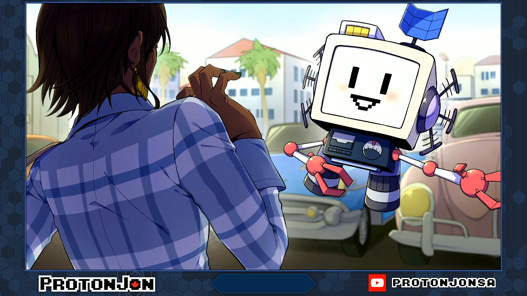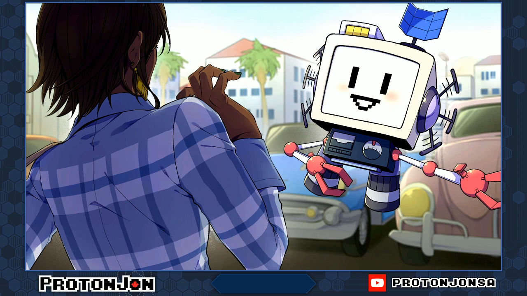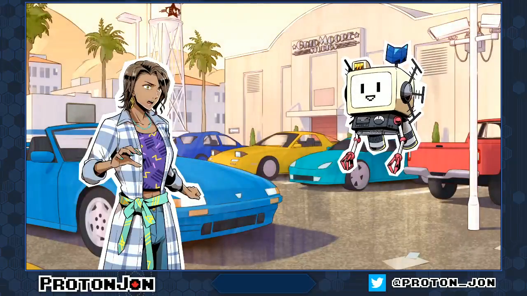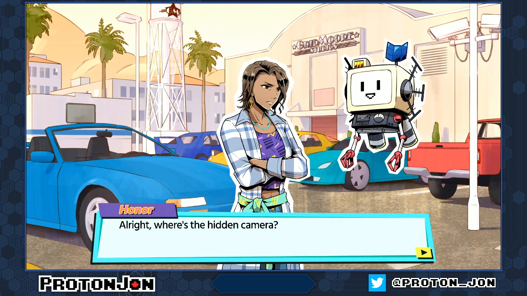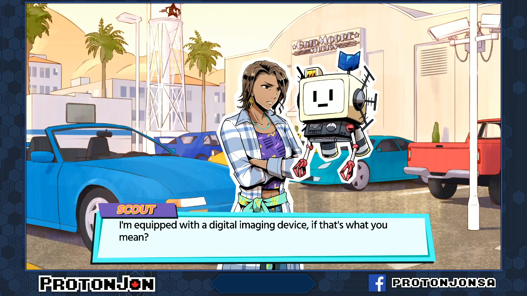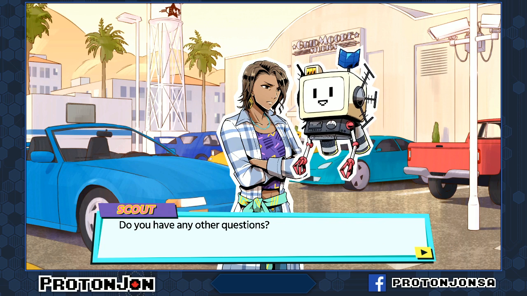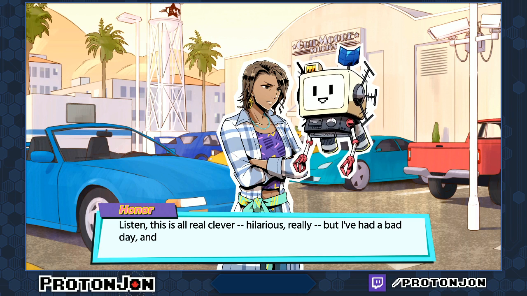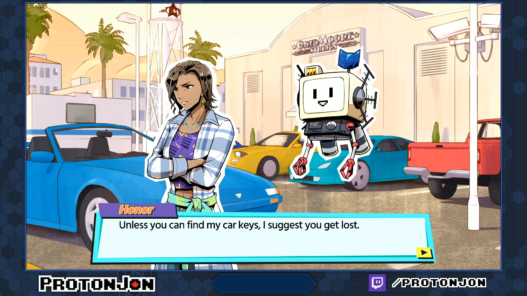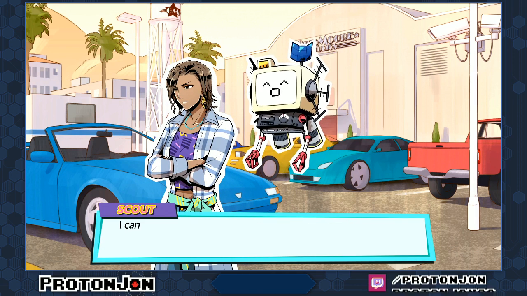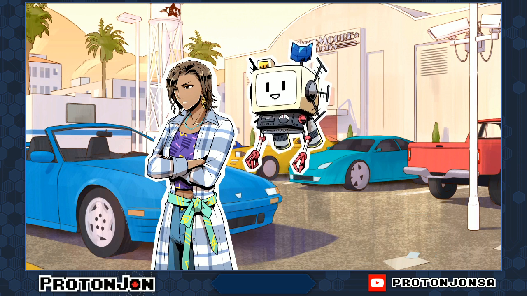Is this some kind of prank? Processing. Prank. A practical joke. A deception. No, I'm not a prank. I am Scout. All right, where's the hidden camera? I'm equipped with a digital imaging device, if that's what you mean. It isn't hidden, but it may be hard to see from where you're standing. Do you have any other questions? Listen, this is all real clever, hilarious, really, but I've had a bad day and I'm really not in the mood. Unless you can find my car keys, I suggest you get lost. I can help find your keys. I can find anything. Activating object identification mode.